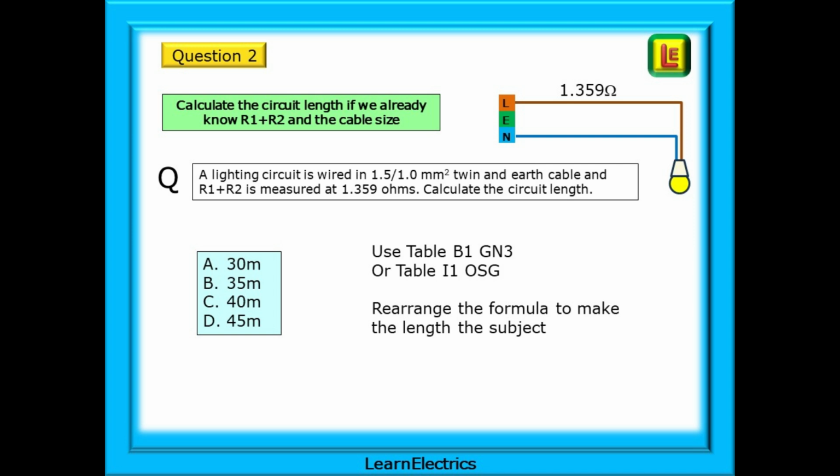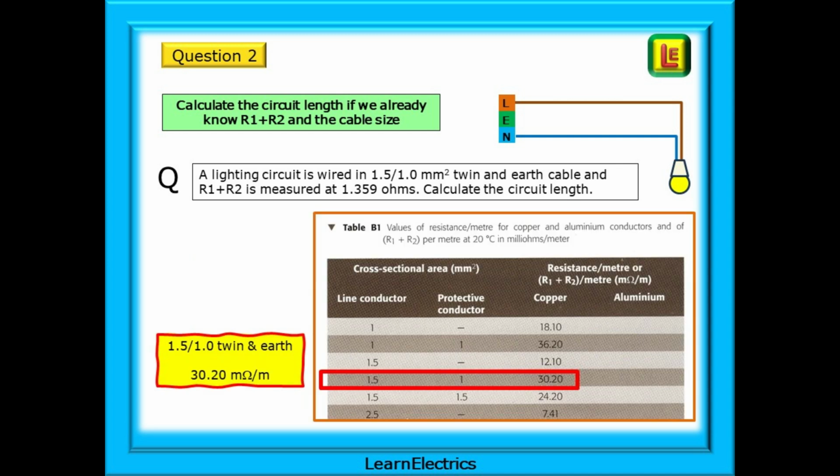We have deliberately made the circuit length and R1 plus R2 different to the last question. In this question, we must rearrange the previous formula so that the length is the subject. We will still use table B1 or table I1 for resistance values. First, we must find the resistance value of just 1 meter of cable. The question tells us that this is 1.5 by 1 mm cable, and the table shows this as 30.2 milliohms per meter.